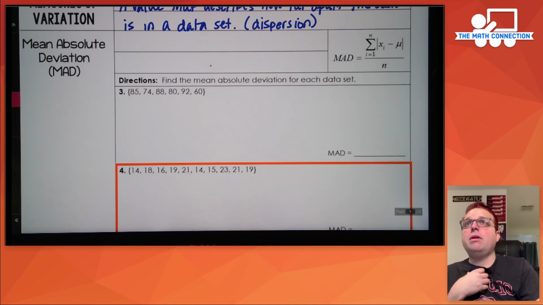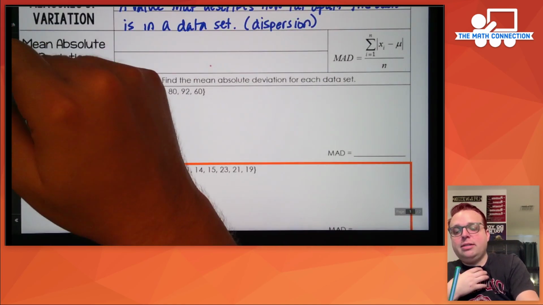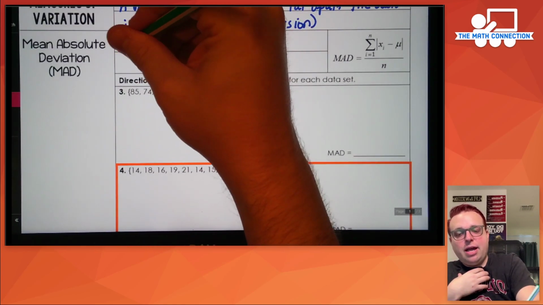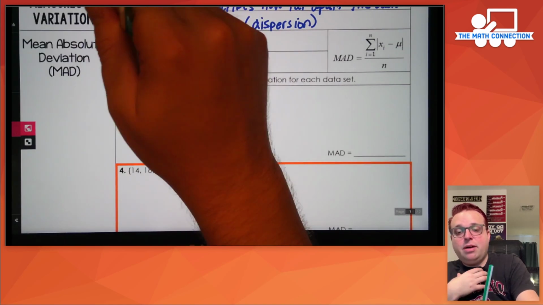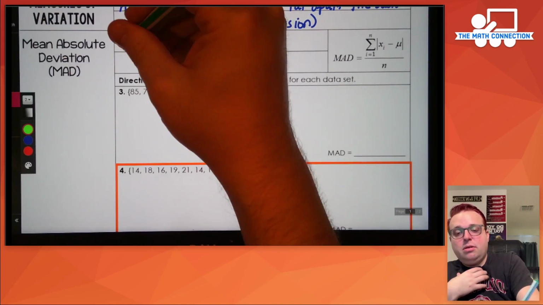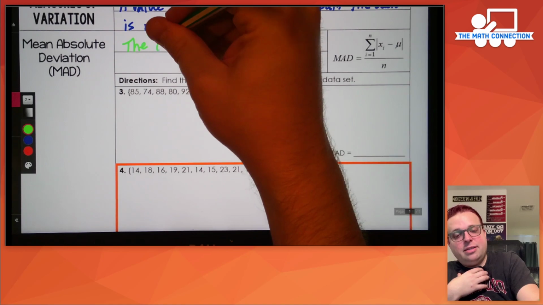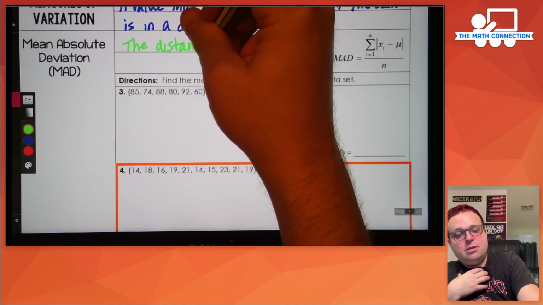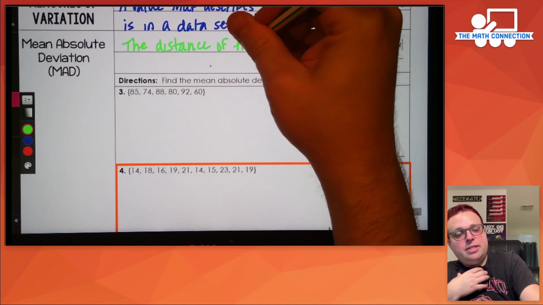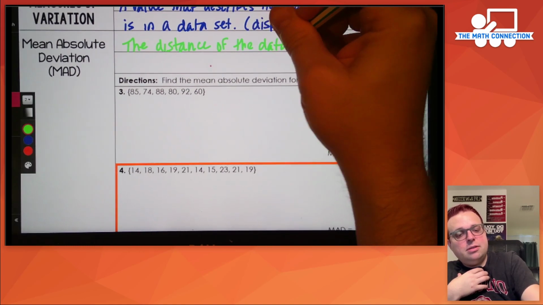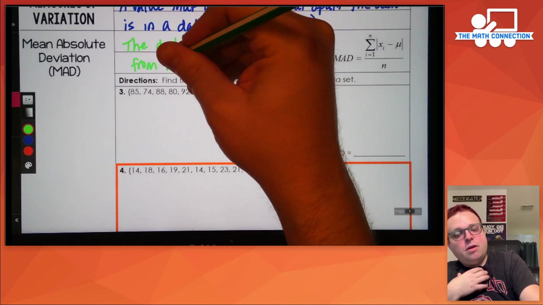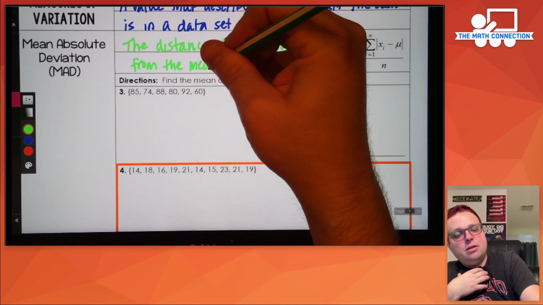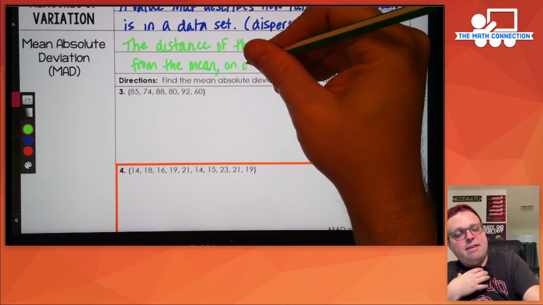There's a formula for it, and we're going to call this, I'll switch pens so this is easier, not A, I meant to write the, sorry. The distance of the data points from the mean on average.